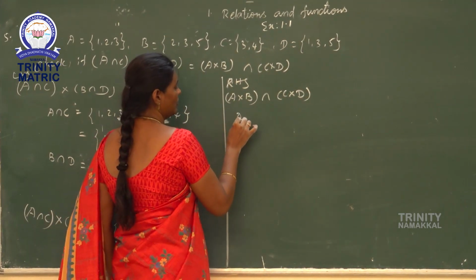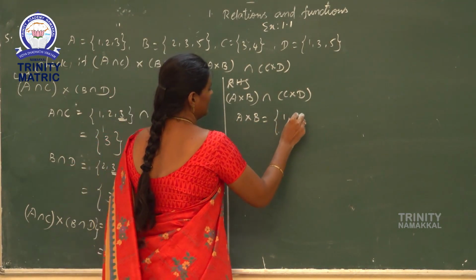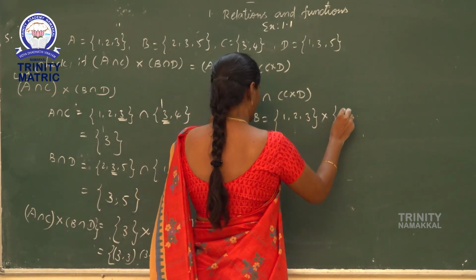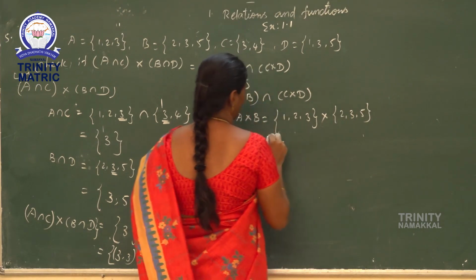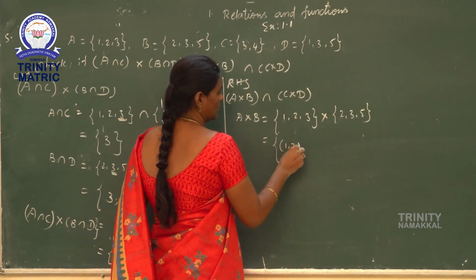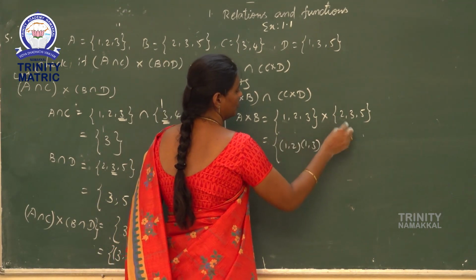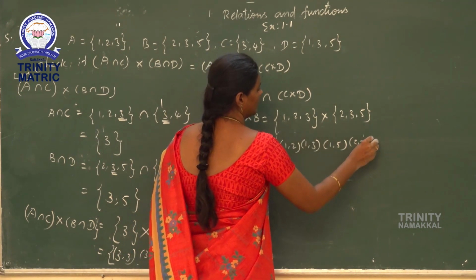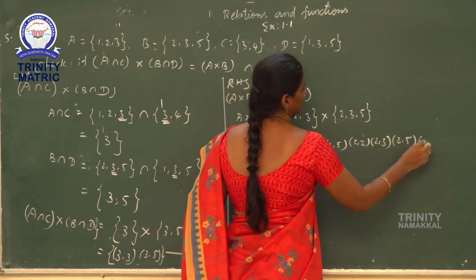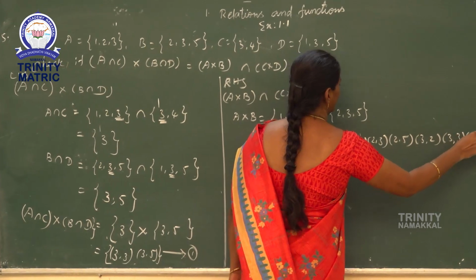So here first we have to find A cross B. First we write the set A {1, 2, 3} cross the set B {2, 3, 5}. So now we write in ordered pairs. First we take (1, 2), (1, 3), (1, 5), then (2, 2), (2, 3), (2, 5). Then we take (3, 2), (3, 3), then (3, 5).